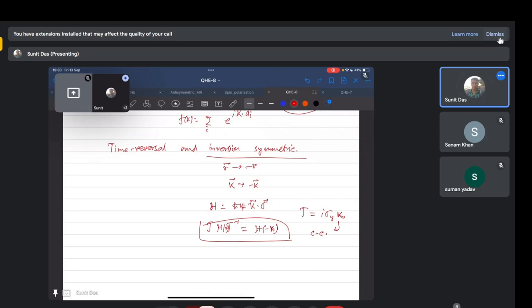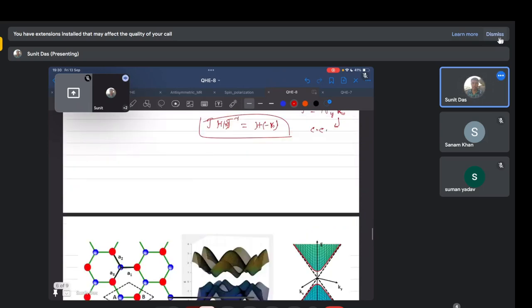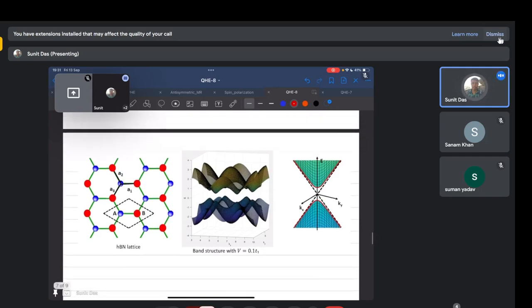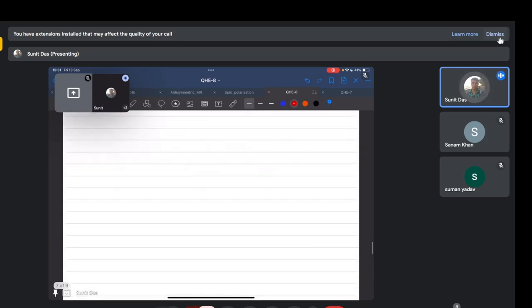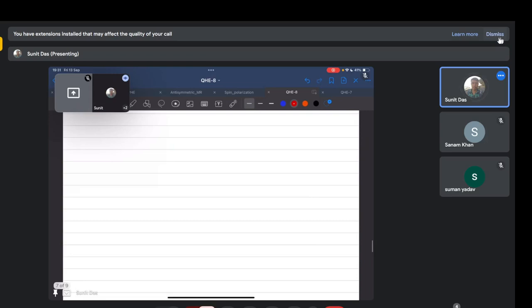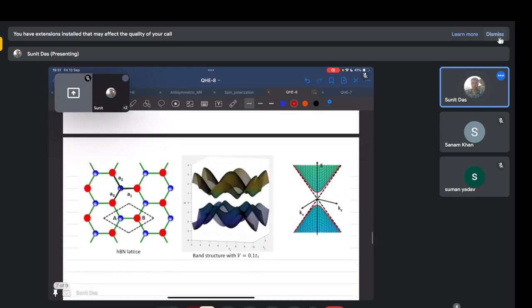Now let's say we want to break inversion symmetry. Time reversal symmetry breaking is another thing, which we can break by a magnetic field and other things as well. We will come to that. But let's say we want to have a system which breaks inversion symmetry.